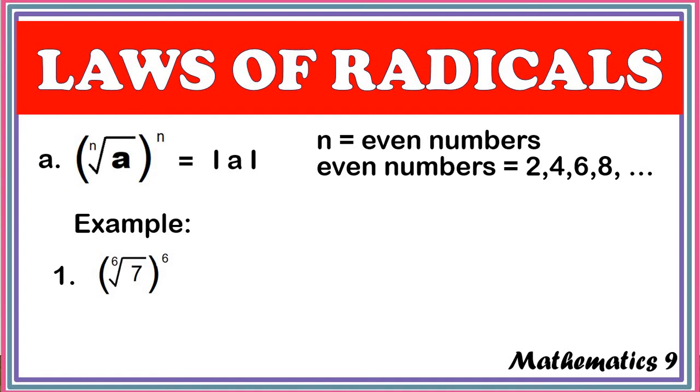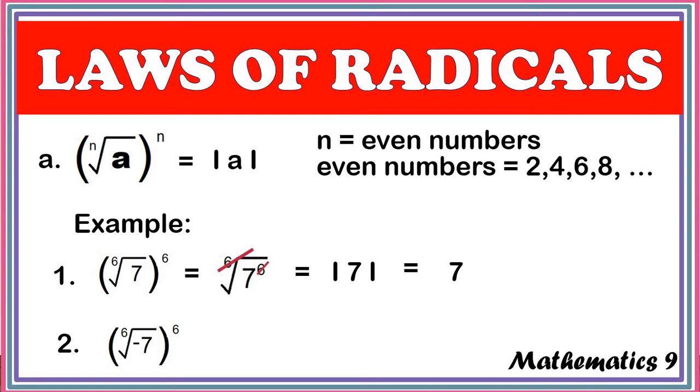So, example, we have here the 6th root of 7 raised to 6. Pwede natin isulat ng ganito. Okay? At pwede natin nang i-cancel. So, our answer is the absolute value of 7, which is 7. Pag sinabi nating absolute value, kailangan ang maging sagot natin ay positive. Okay? So, dito sa ating example na ito, wala tayong problema kasi positive naman ang talagang sagot natin.